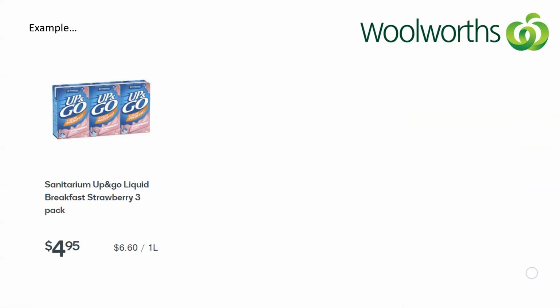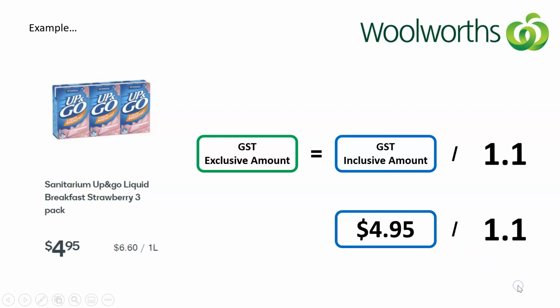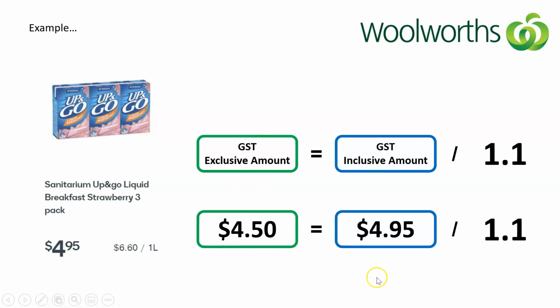Let's look at some examples in shops, particularly supermarkets. There's a lot of products with GST, so we take this 3-pack of Up and Goes. It sells for $4.95. However, that is inclusive of GST. In Australia, you can't advertise the price without GST, so the prices you see have it. So let's take it out. I want to know how much those Up and Goes cost without the tax. So we take the inclusive amount, which is $4.95, divided by 1.1. And that is a GST exclusive amount of $4.50. So that's a $4.50 Up and Go plus 45 cents means it sells for $4.95.